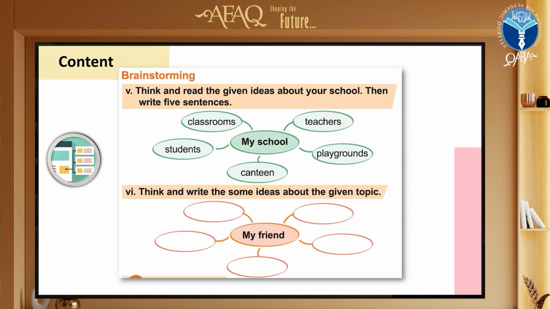Now it is your turn to do some brainstorming. You are going to think about your friend and write what comes to your mind when I say the words my friend. All the attributes, all the qualities, how your friend looks, what qualities he or she has, and you have to write them in the circles provided.